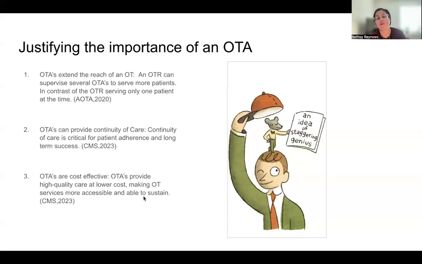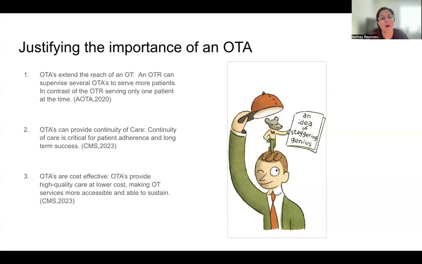Now, how would I justify the importance of an occupational therapist assistant? With three main points. Occupational therapy assistant extends the reach of an occupational therapist. An OTR can supervise several OTAs to serve more patients, in contrast to the OTR serving only one patient at a time. In California, they're allowed to have 3 OTAs under one therapist. That expands their reach 3 times bigger. And if they're having a caseload, that means that they're expanding their reach by 4 times.